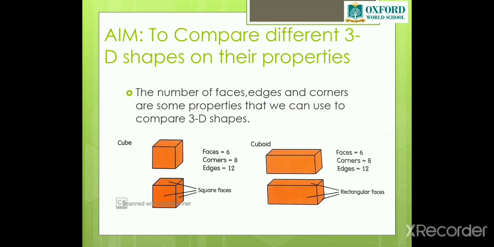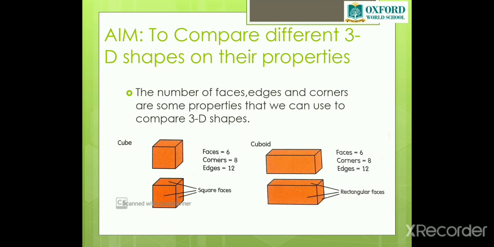Okay, now the third lesson is comparing properties. Now how can we compare the properties? The number of faces, edges, and corners are some properties that we can use to compare 3D shapes. Two 3D shapes can have the same number of faces, edges, and corners, like cube and cuboid, right? But they may look different because the shapes of their faces are different.